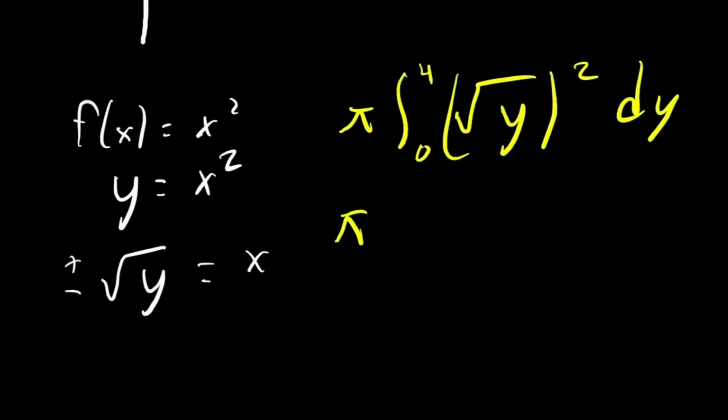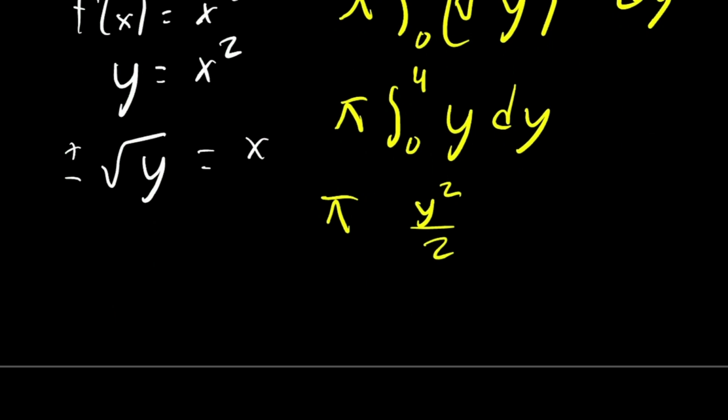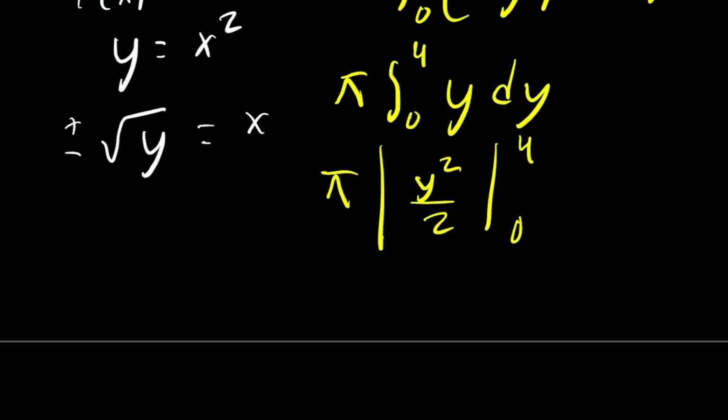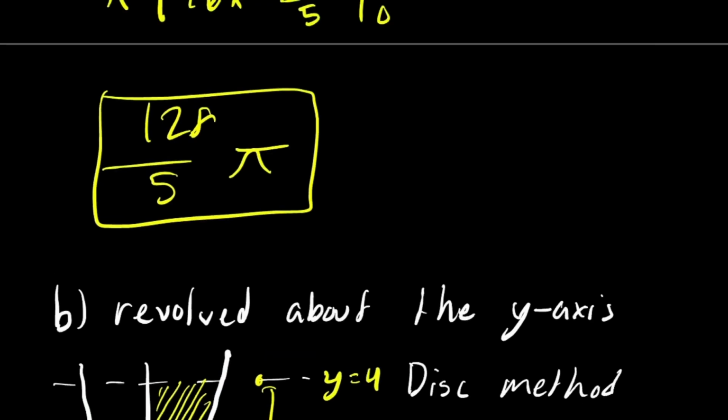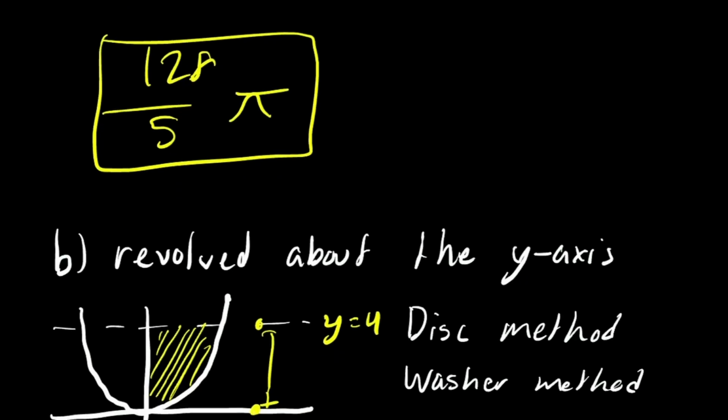So we have pi times, go through this step by step, the integral of y dy. And the integral of y dy is just y squared over 2, from 0 to 4, and we plug in our bounds, we get 16 divided by 2, which gives us 8 pi. And notice that's not the same answer that you get when rotating it about the x-axis. We got 128 pi fifths.